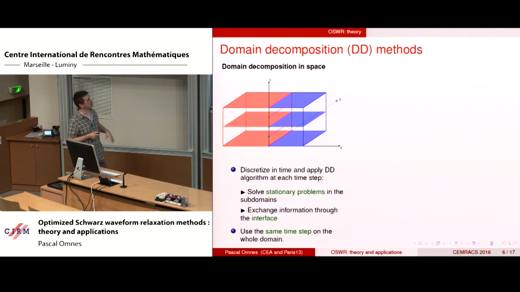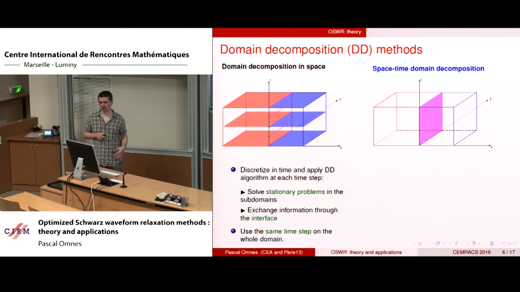One of the drawbacks of this method is that it's very difficult to use different time steps in the different subdomains because you need to be synchronized at each time step to be able to exchange information through the space boundary. Well, on the other hand, space-time domain decomposition methods consider the interface as a whole, now space and time interface between the two subdomains.